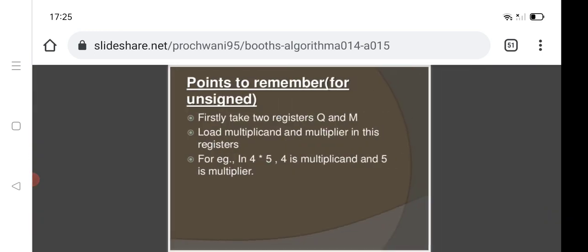The point to remember is that when you go for multiplication, you take two numbers. To keep those two numbers in registers, we require two registers. Let us assume the two registers are Q and M. We load the multiplicand and multiplier in these registers, Q and M. For example, if I am doing the multiplication of 4 into 5, 4 is the multiplicand and 5 is the multiplier.